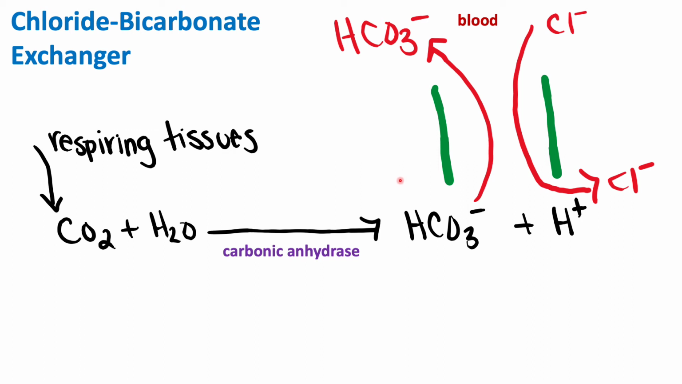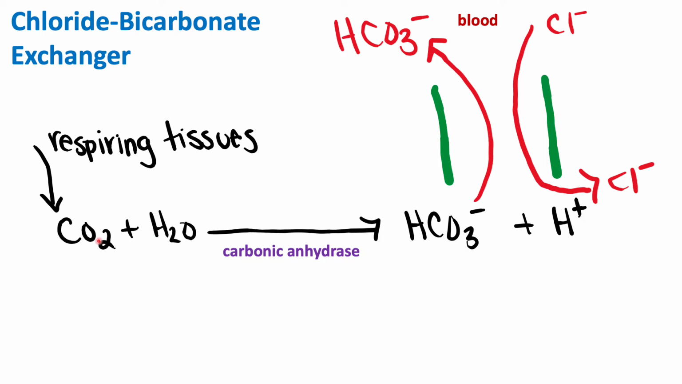The chloride bicarbonate exchanger is used within living organisms to transport carbon dioxide outside of the living organism. So what happens is that, let's say we are in a respiring tissue. The respiring tissue is going to use up oxygen and it's going to release carbon dioxide.